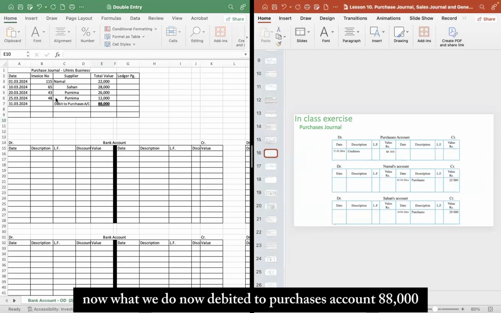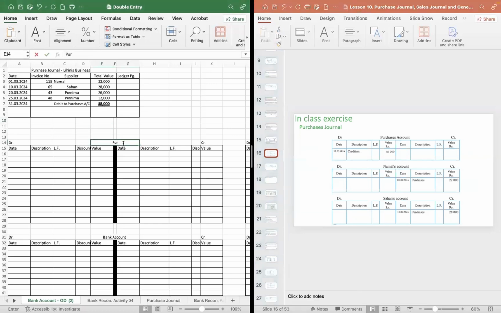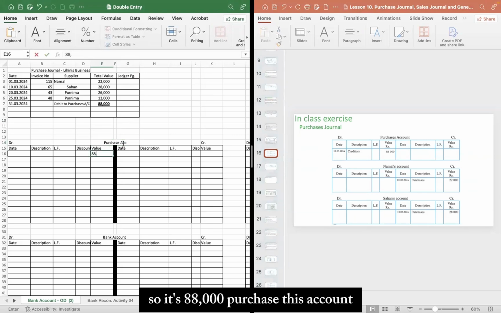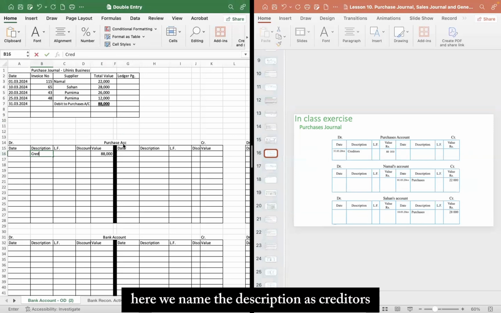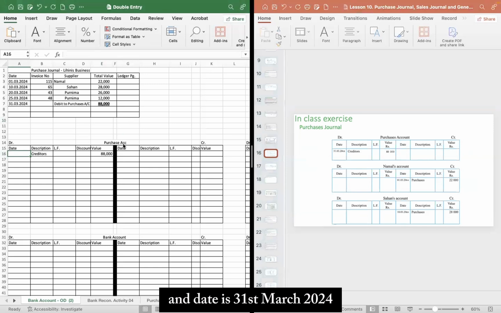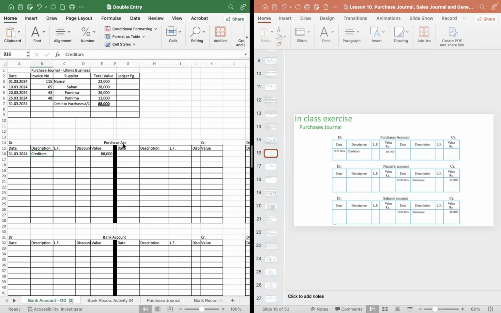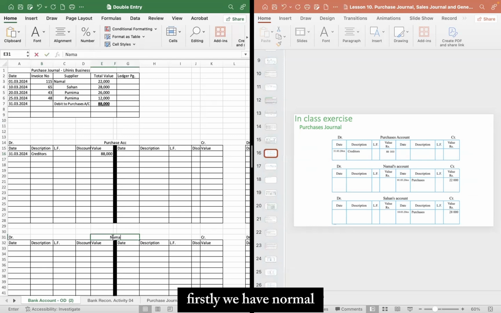Now, debited to purchases account 88,000, so we make the purchases account. It's 88,000. Here we name the description as creditors, and the date is 31st March 2024. Then we have three creditors. For these three creditors, we have to prepare individual accounts. Firstly, we have Namal.